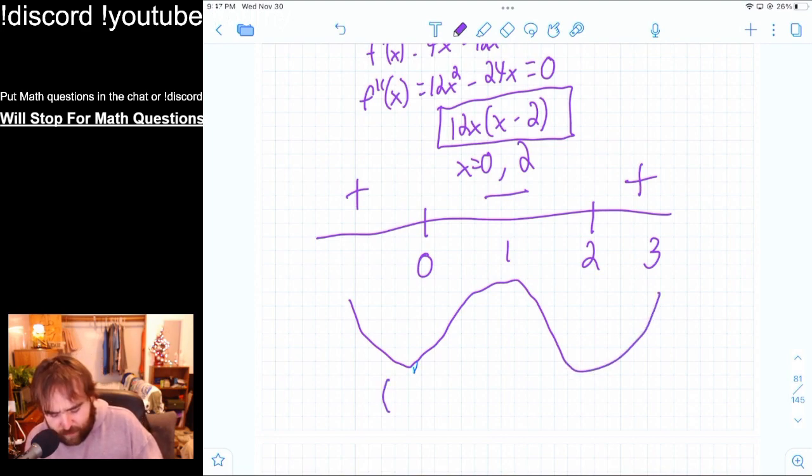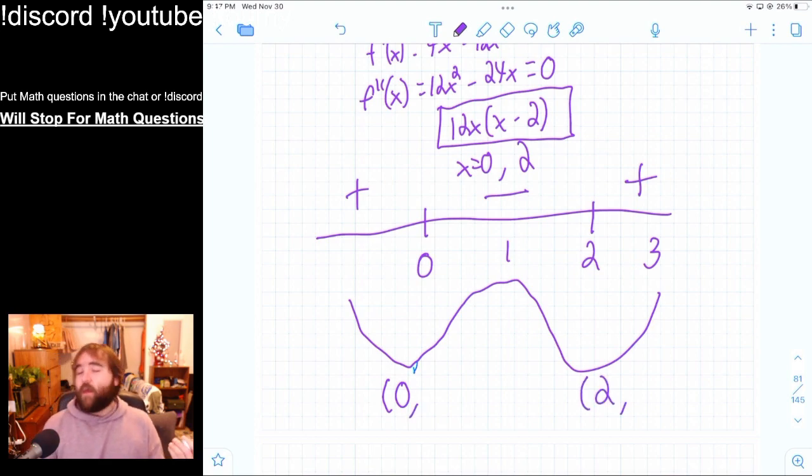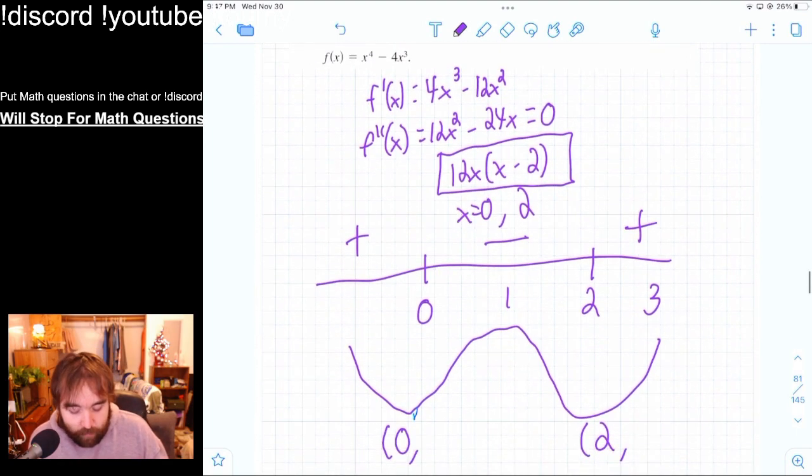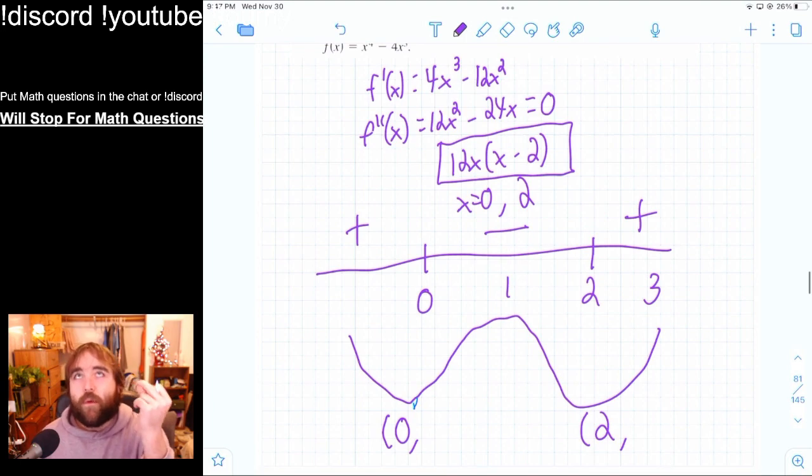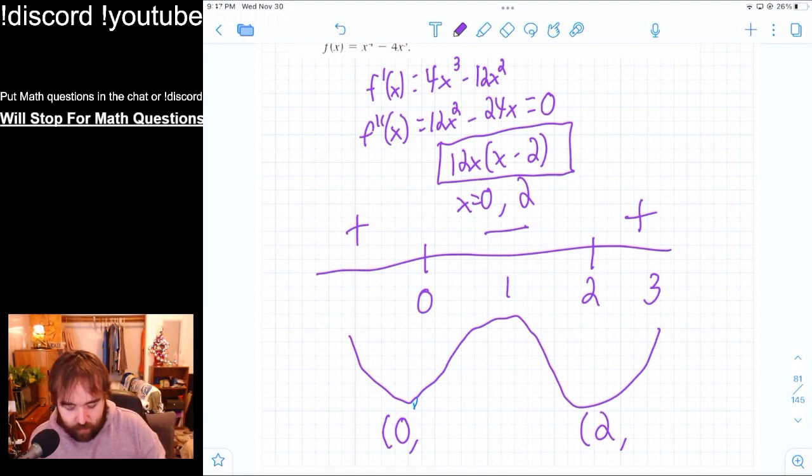So our points of inflection are at x equals 0 and at x equals 2, because that's where it changes concavity. Now, they did ask for the points. So let's go and find the y values. And so again, think about what we want. We want the y value of the function. So do we plug into the original, the first derivative, or the second derivative? We plug into the original because we just want the y value.